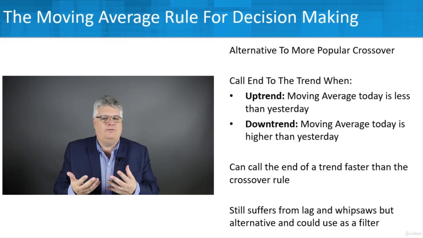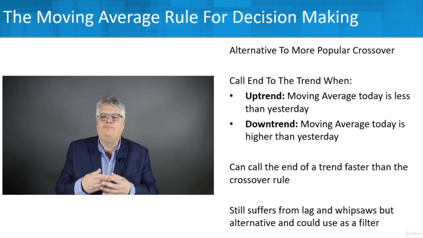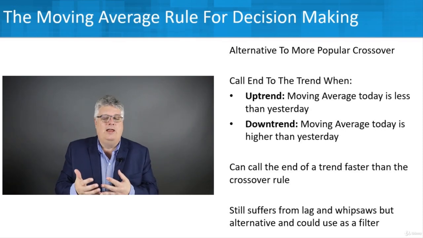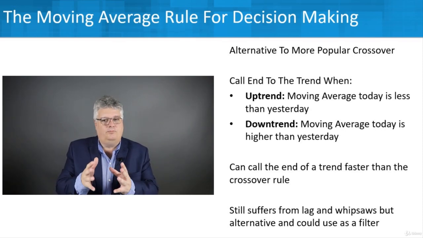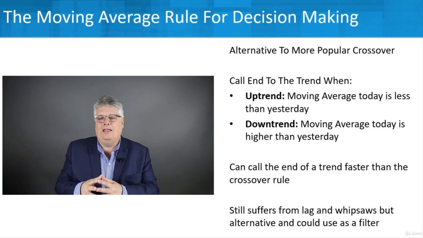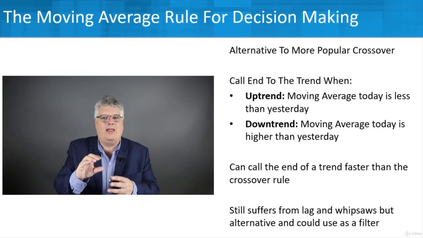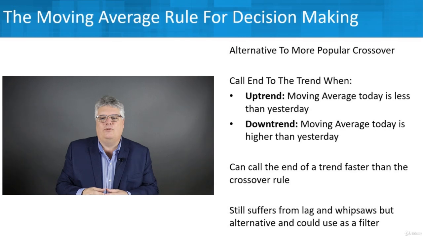The advantage of this is you're not looking at crossovers, you're just strictly looking at the moving average line over the period of time. And it helps, as you can call an end to a trend faster than with the crossover rule. Moving averages always are a lagging indicator, but you're able to see where that change is occurring on the line as opposed to waiting for crossovers and prices.